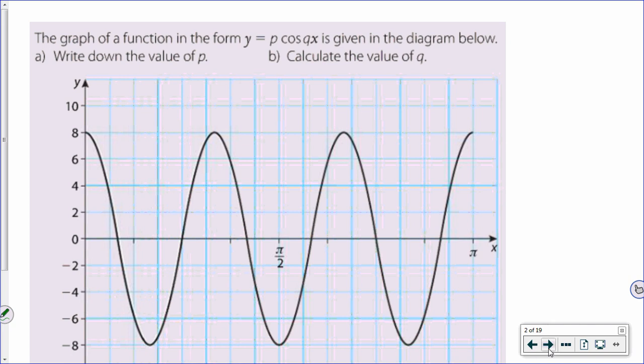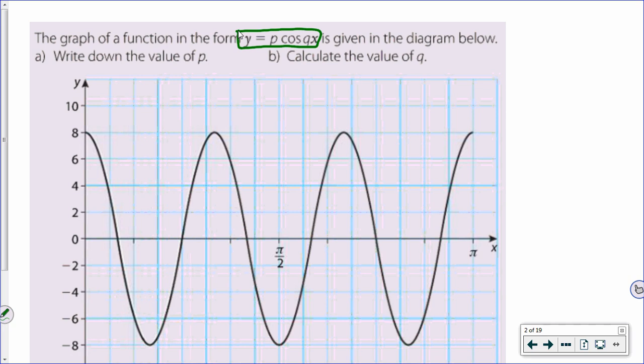They give us the graph of a function. It's not clear if it's a sine or a cosine wave just from looking at the function on the graph. It's never clear. They have to give you more information in the question for you to know if it's a sine or cosine wave. So here they're telling us that the function is of the form y equals p cosine qx. So I know it is a cosine wave. And I'm asked to write down the value of p, calculate the value of q.